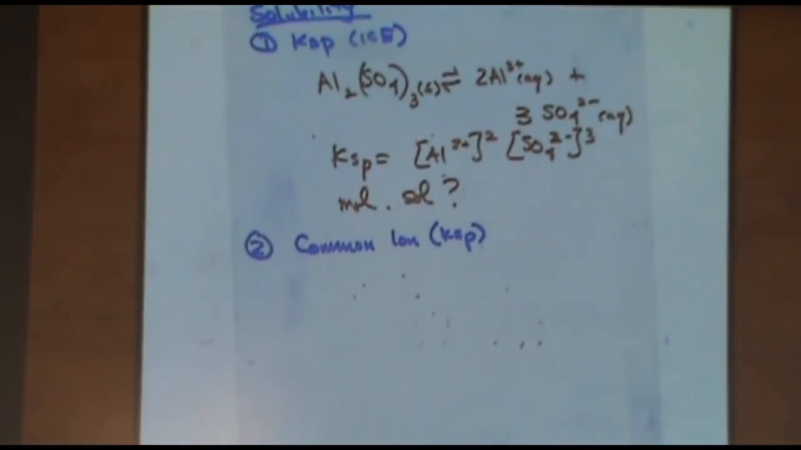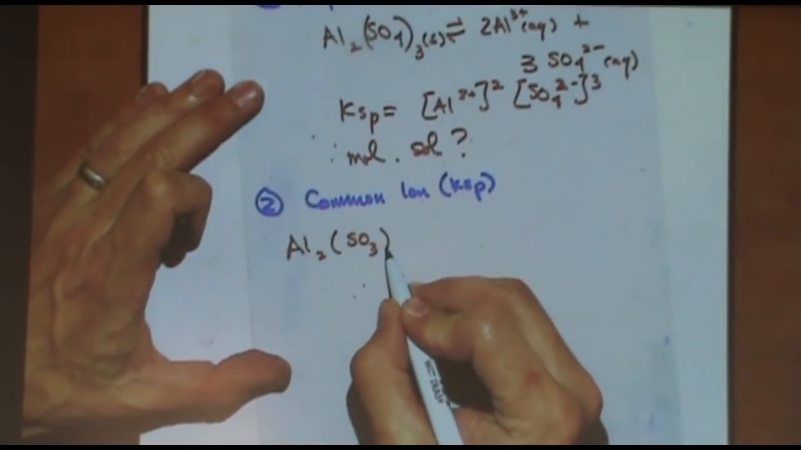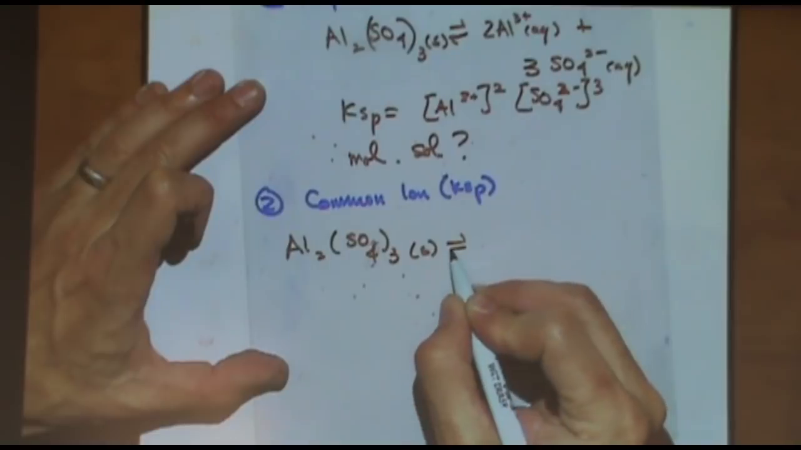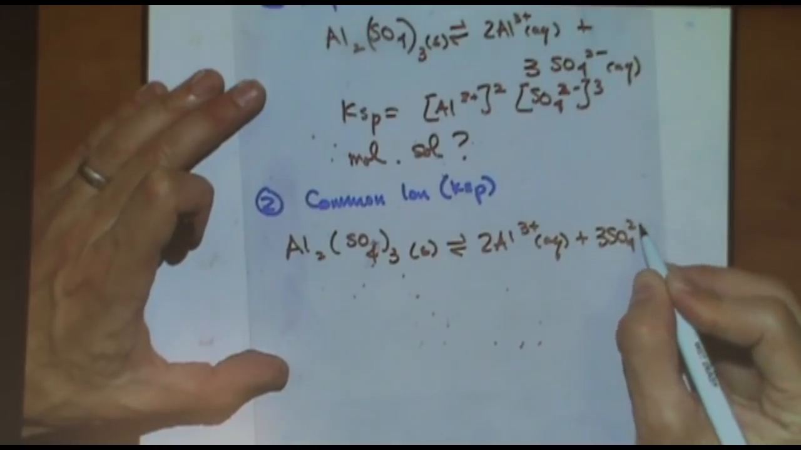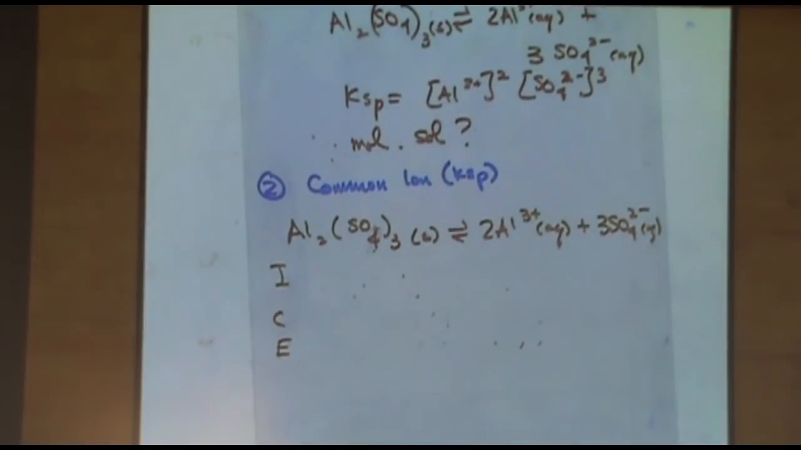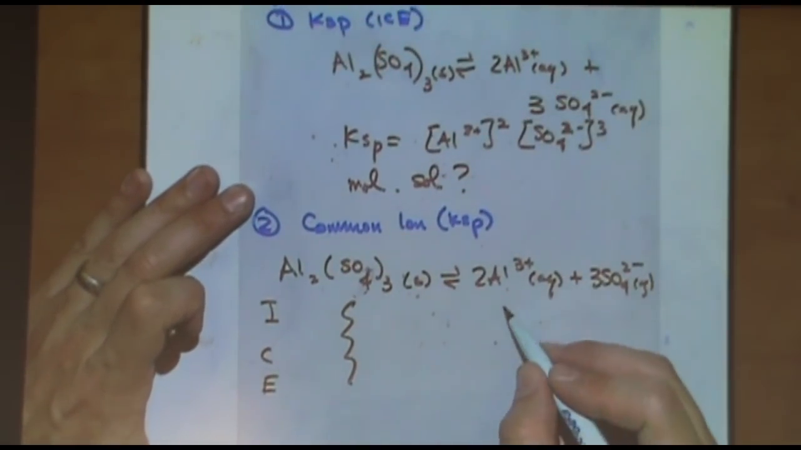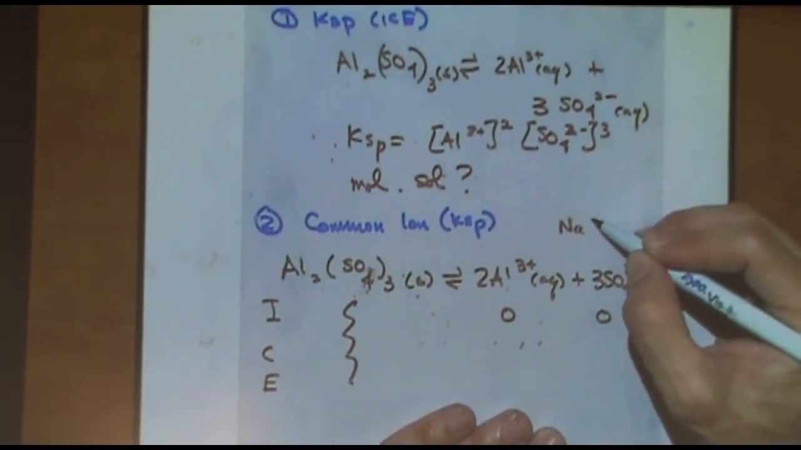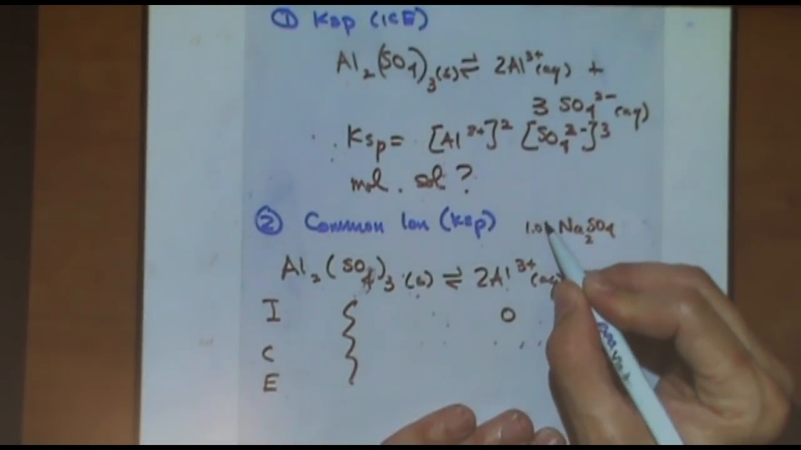Okay, so let's say we have the same reaction, for example. So I'm going to just write this reaction again. Aluminum sulfate goes to 2 aluminums, aqueous, and 3 sulfates, aqueous. Let's say we had something like that. We have an ice table going on. Let's say you wanted to find the molar solubility. You would ignore the solid. Now, typically in case 1, you would go 0 and 0 here. But let's say there was a common ion like sodium sulfate or something like that. And let's say this was 1 molar.